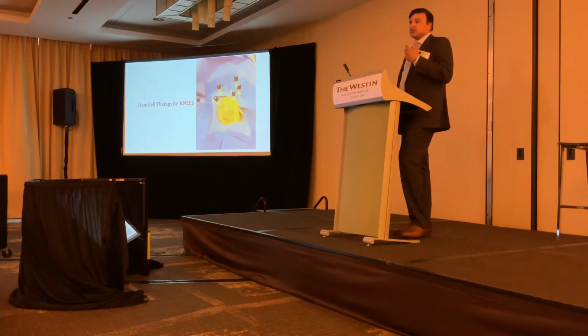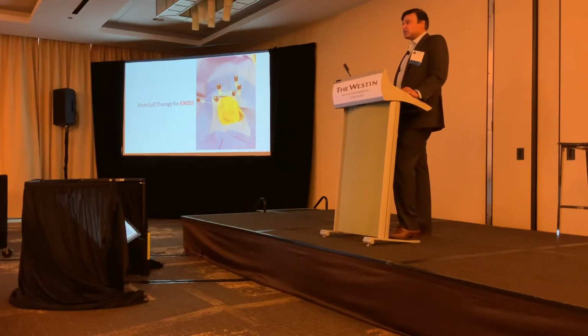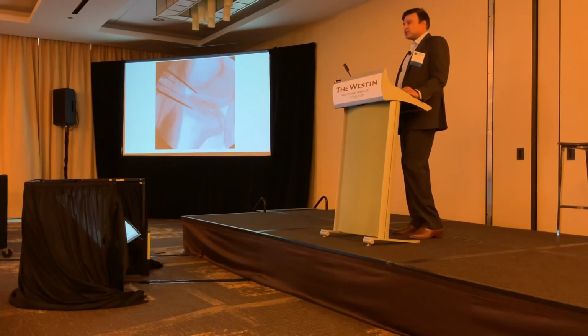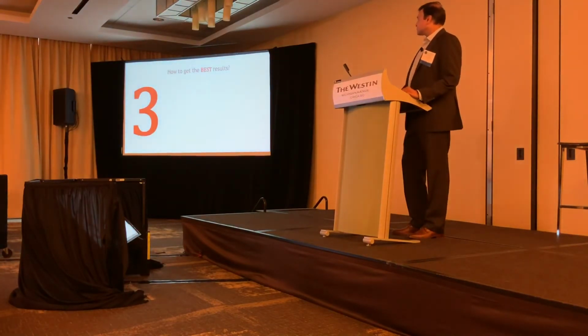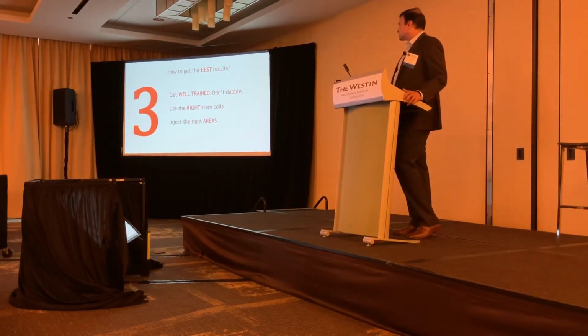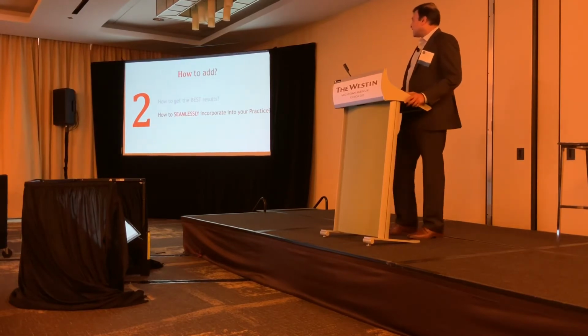Once you get comfortable, I think most of us are interventional spine, but it's not difficult to get into the joints. And this is an example of a subchondral knee injection along with intra-articular injection. So how do you get the best results? Get well trained, don't dabble, use the right stem cells, inject the right areas, and learn how to seamlessly add this to your practice.